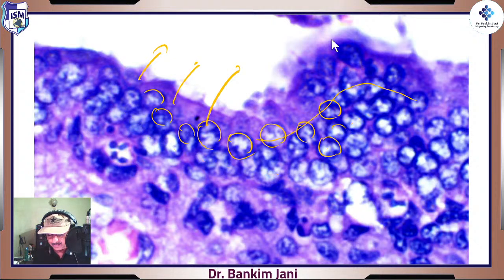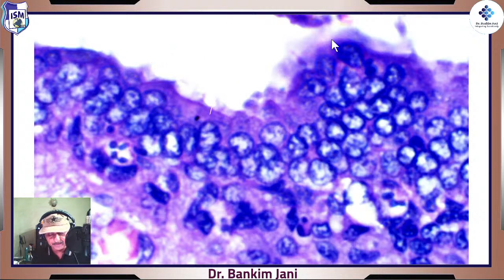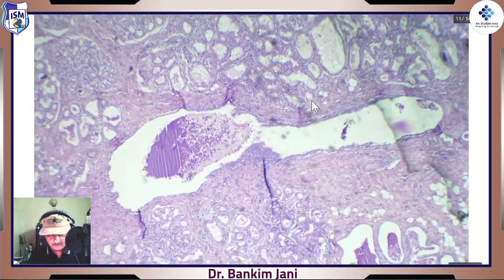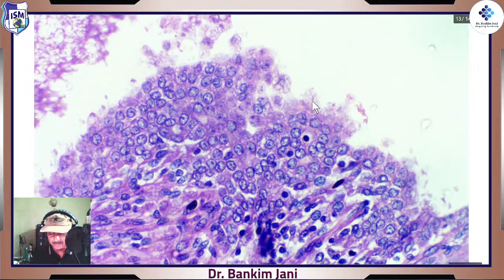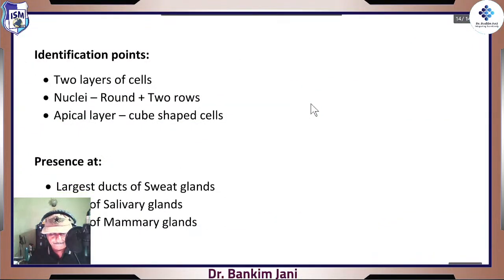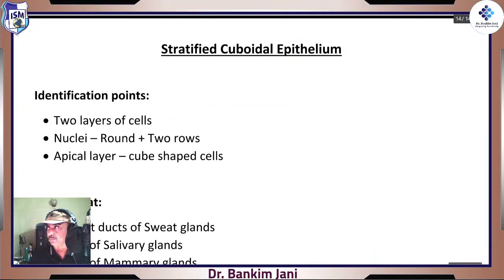So that's why I'm removing everything I drew on it, so that you can see it even at a later stage when you feel like. Here it is, right? So this is what is called stratified cuboidal. Similarly in the mammary glands, let's zoom further. Yes, here it is. Beyond doubt, these are all big circular nuclei. So that is stratified cuboidal.